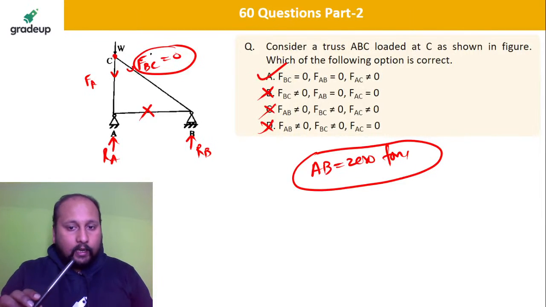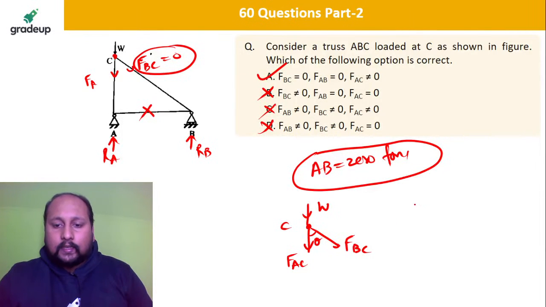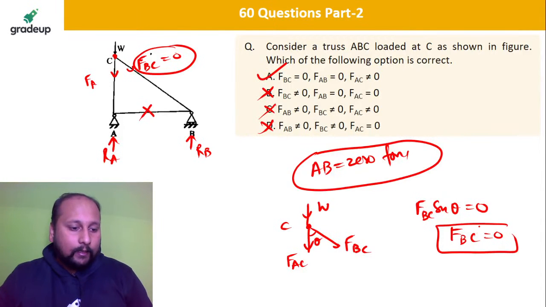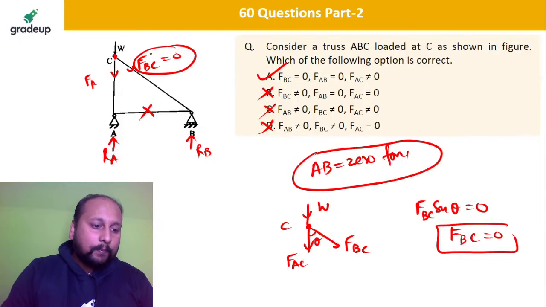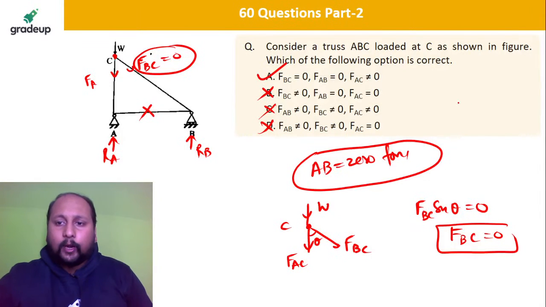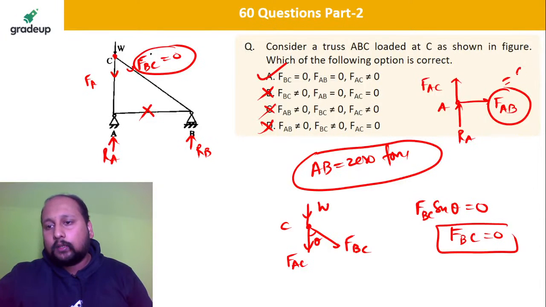Any doubt? I can tell you the explanation. If you take point C, if you still have a doubt, let us say this is FAC, this is FBC, and let's suppose this is angle theta. So I can say FBC sine theta is equal to 0, no force, so FBC equals 0. Is this clear? Option A. Very good, Govind. Karthik is still persistent with option C. I don't know why. Option A is the correct answer. So just take point A. This is RA, this is FAC and this is FAB. No other force. So FAB will be equal to 0.